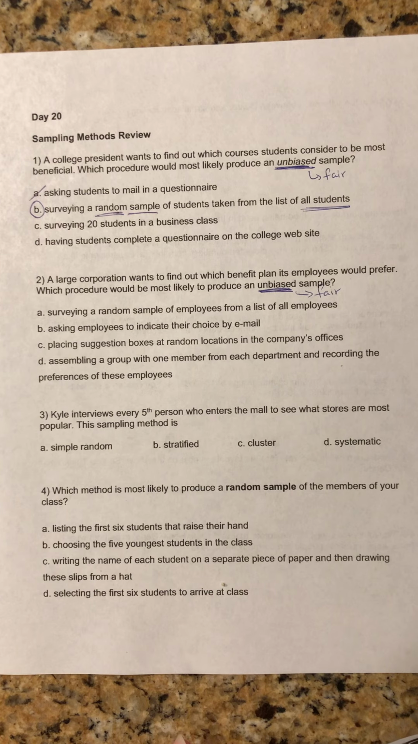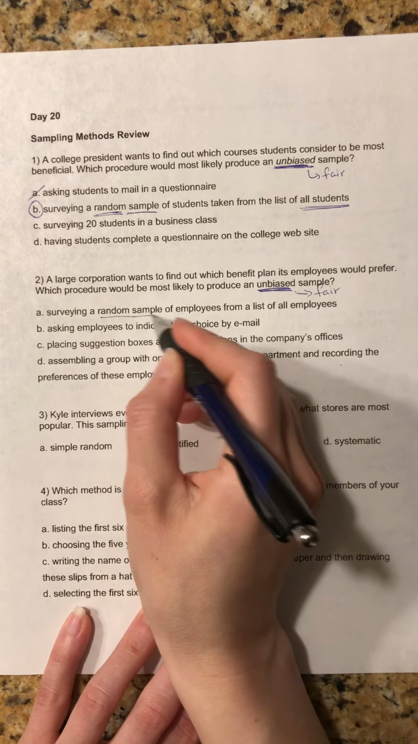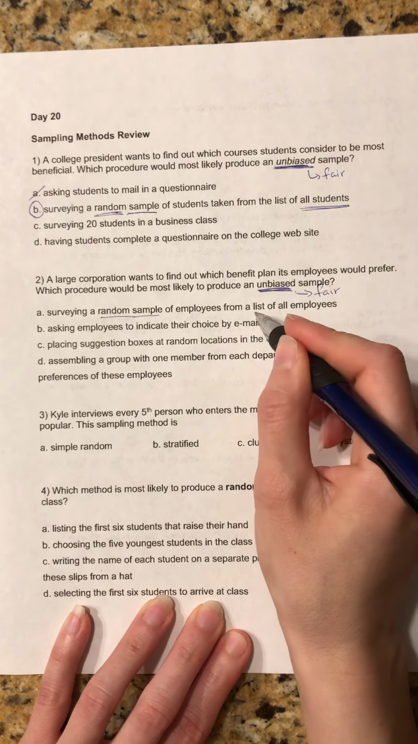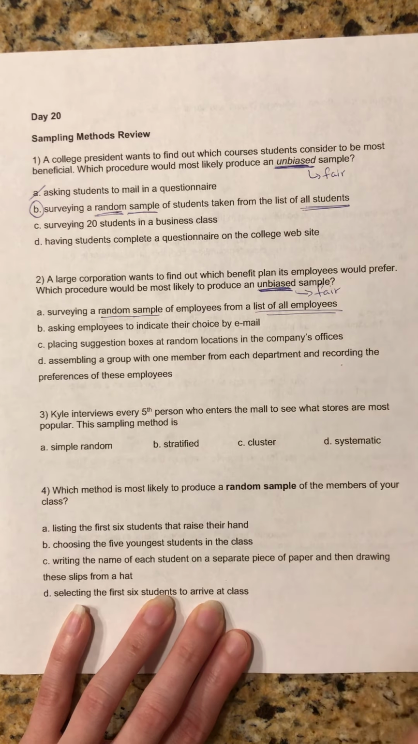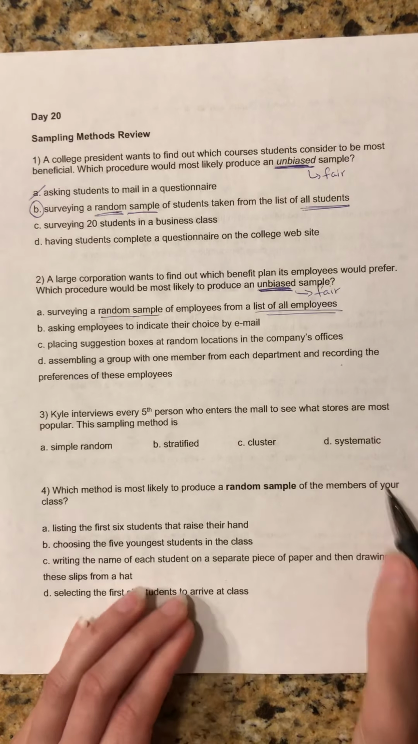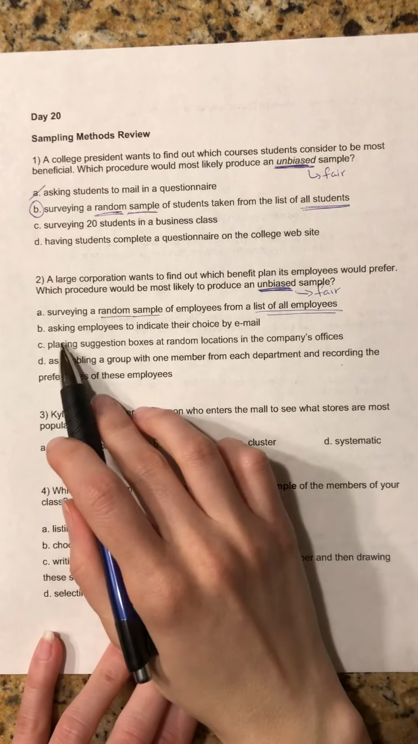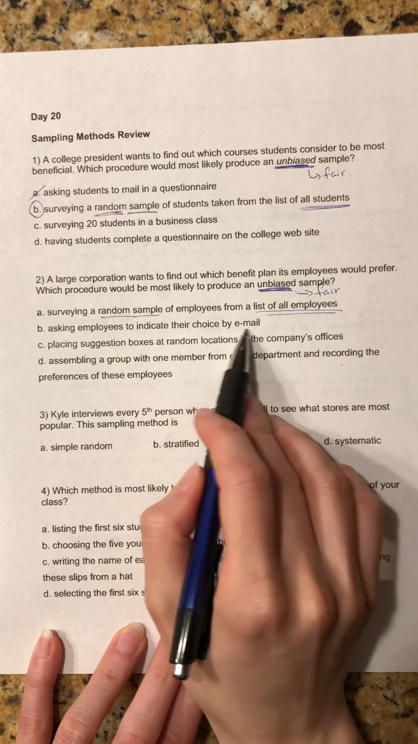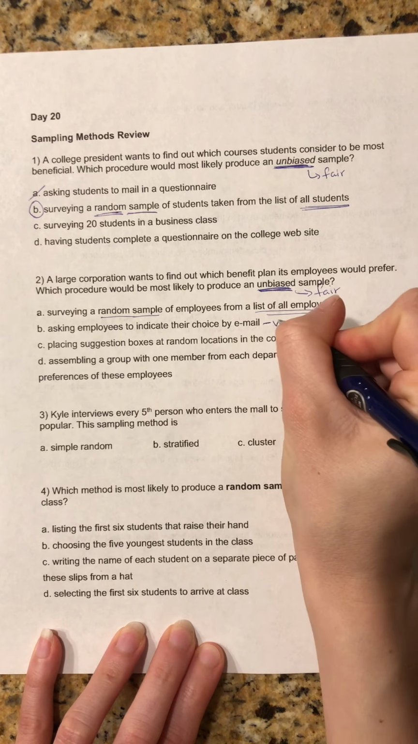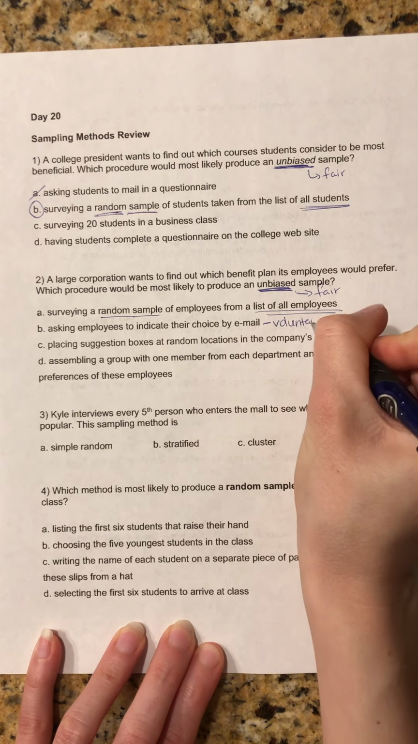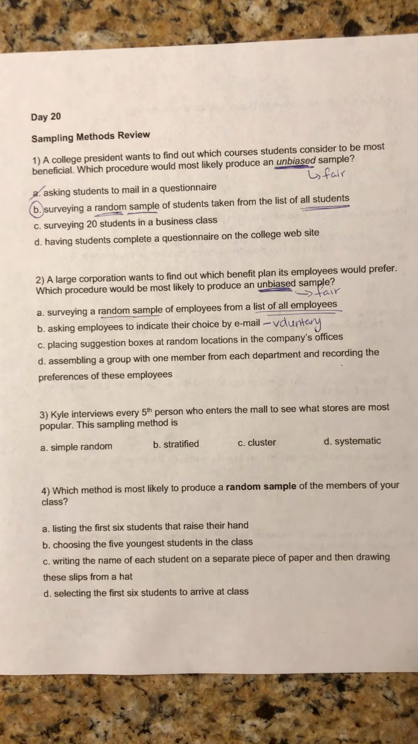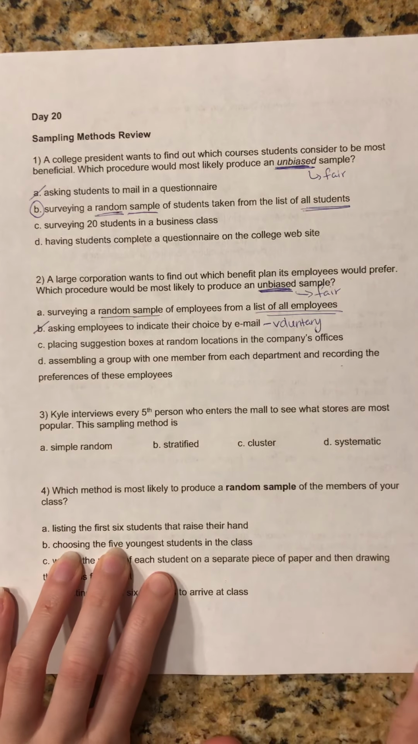If I look at the first letter, A, surveying a random sample from a list of all the employees, again, we're looking at randoms and we're looking at from a list of all employees. So to me, that's pretty fair. Let's look at some of the other choices. Asking employees to indicate their choice by email, that's voluntary. So again, since it's voluntary, you don't really know who's going to send it through email, so it's not going to be the most unbiased. So I'm going to cross off B.